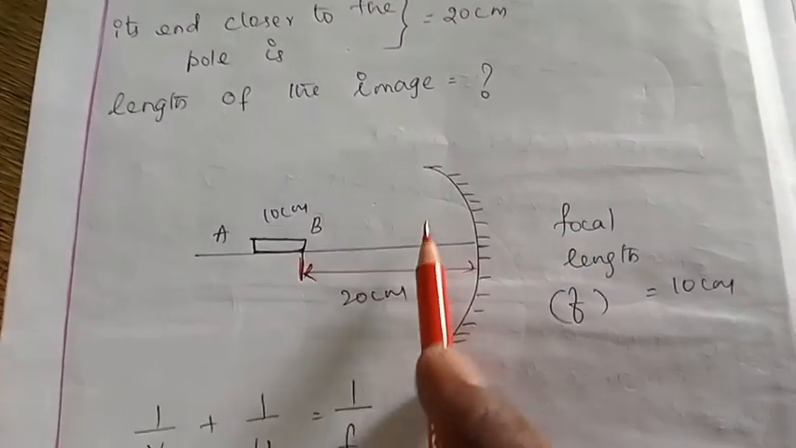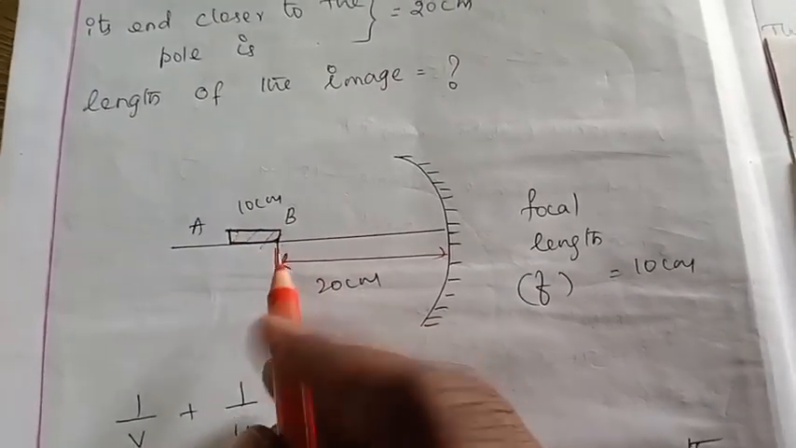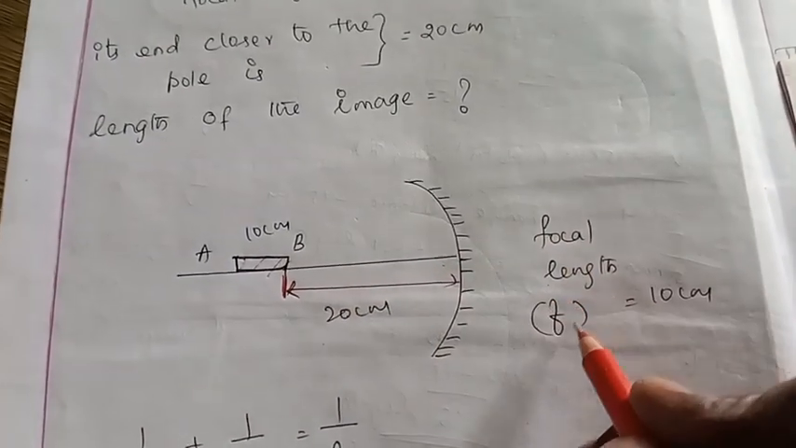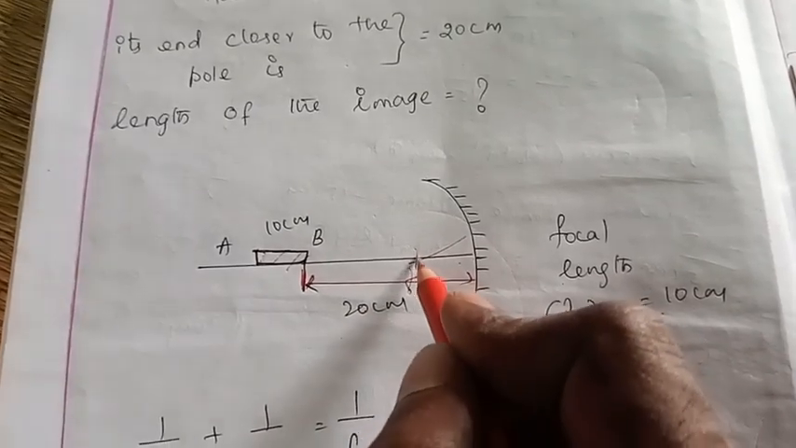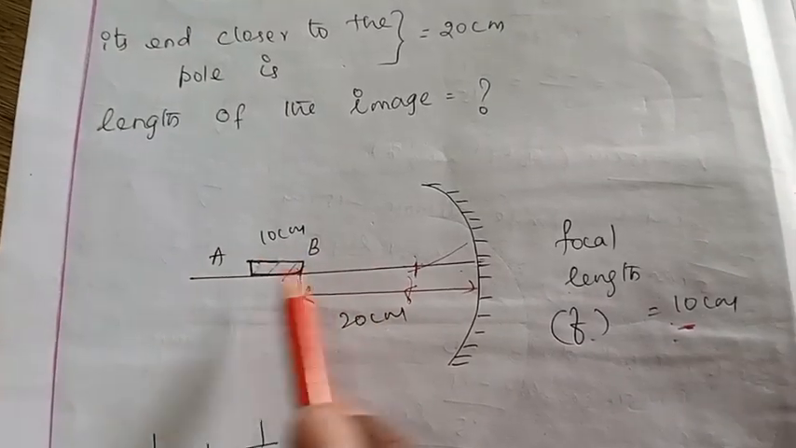Next step, image representation. This is the concave mirror. AB is the rod, whose length is 10 centimeter. One end of that rod and the pole are 20 centimeter apart. The focal length is 10 centimeter; the focus F is at a distance of 10 centimeter from the pole. That's what is given in the question.